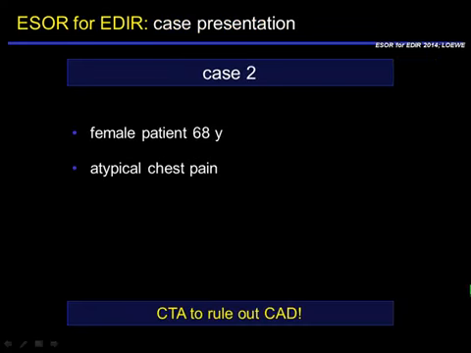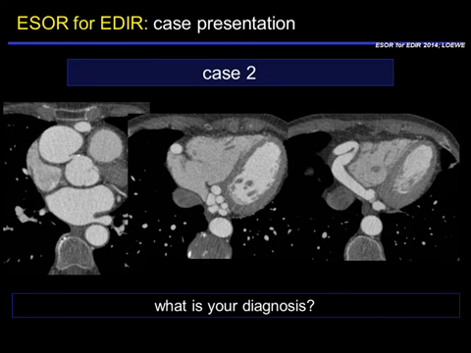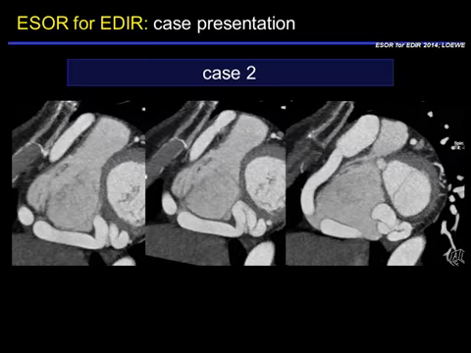Let's move on to a second case. Another female patient, 68 years old, suffering from atypical chest pain. And even in this case, CTA was done to rule out coronary artery disease. And these are the images as obtained. And my question is rather easy. What's your diagnosis in this case?